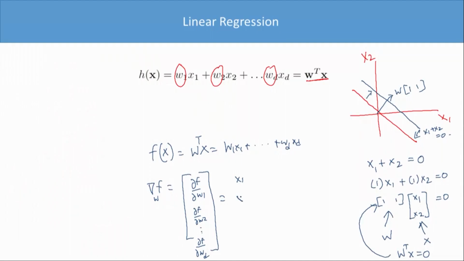So basically you set everything else constant and then you just differentiate with respect to W1. And what is that? That is just x1 in this case. So this is just x1, this is just x2, this is just xd. It's just X, basically, the vector X itself. So this is what we call the gradient, which is just a d-dimensional generalization of our usual derivatives. So we will see why this is important as we go along.